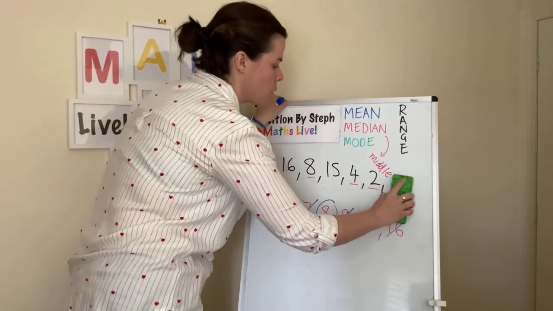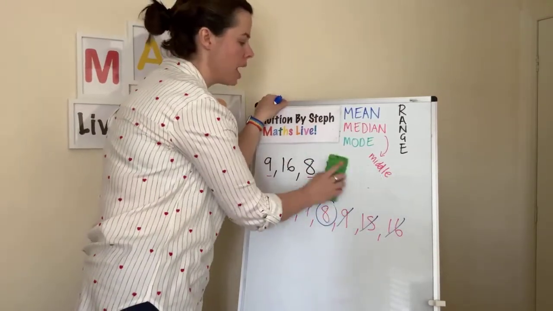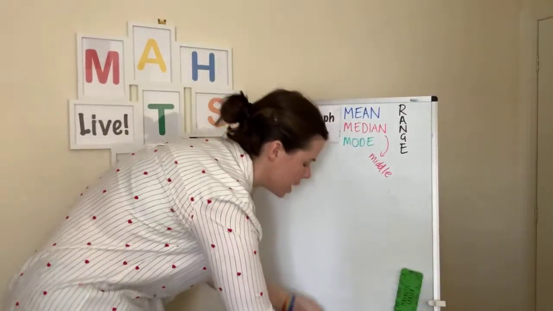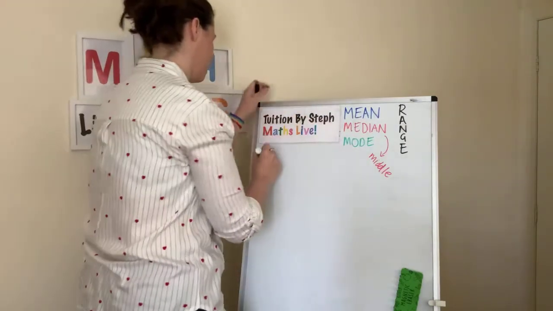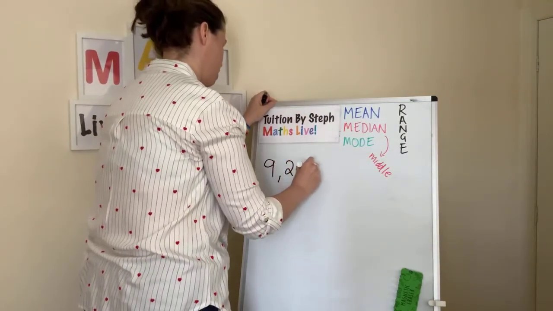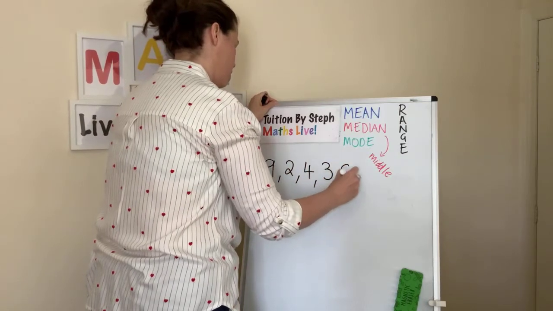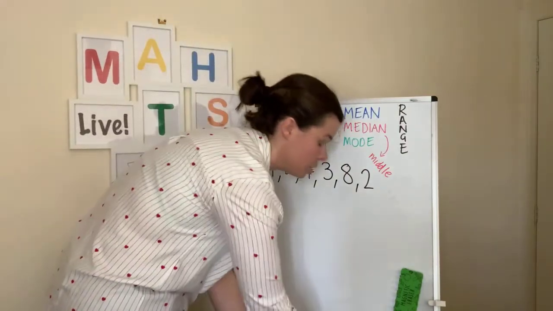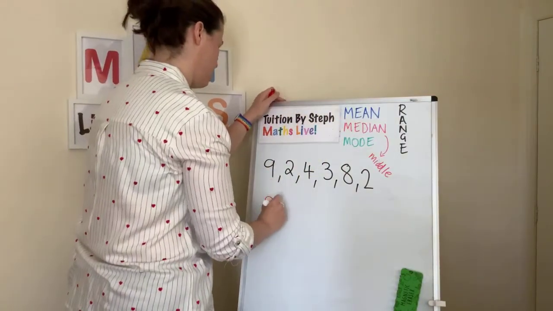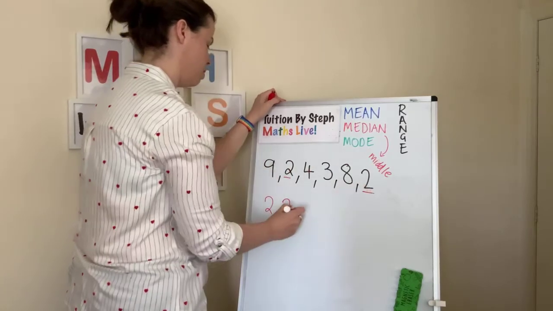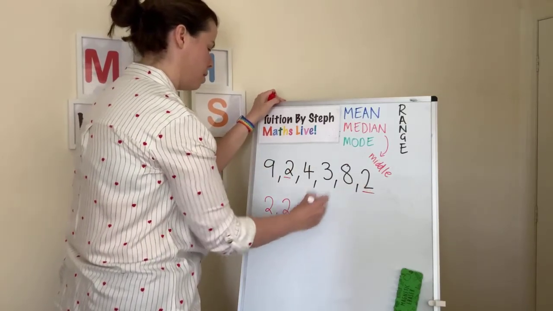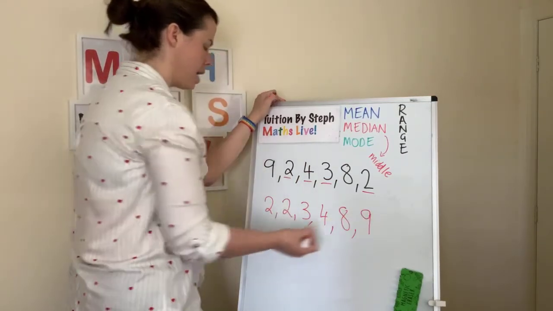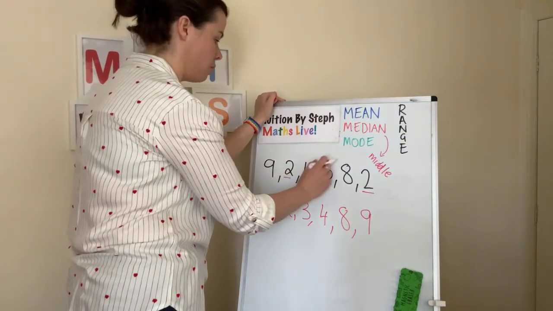So I do want to show you one quick one, because you might have seen me stop and then go, oh, I'm going to add another one on. This is why. Because you could get a set of numbers like this. You do the same thing. You put them in order. 2, 2, 3, 4, 8, and 9. And then when you cross through, so 1, 2, 3, 4, 5, 6.